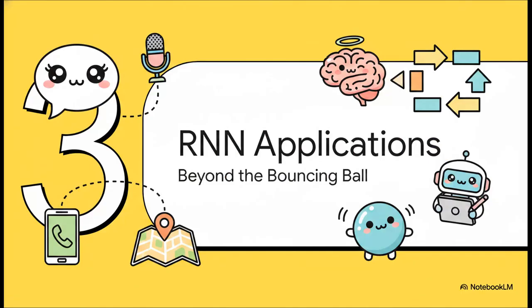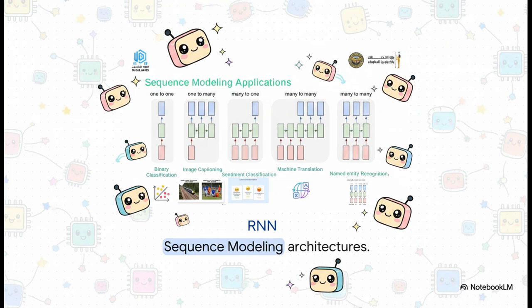All right, part three, real-world RNN applications. Beyond the bouncing ball, we know they handle sequence, but what does that actually look like in practice? Well, sequence modeling architectures offer just incredible flexibility. You can match different amounts of input data to output data in all sorts of configurations. One-to-one, one-to-many, many-to-one, and even many-to-many. Honestly, this adaptability is the true superpower of the RNN.